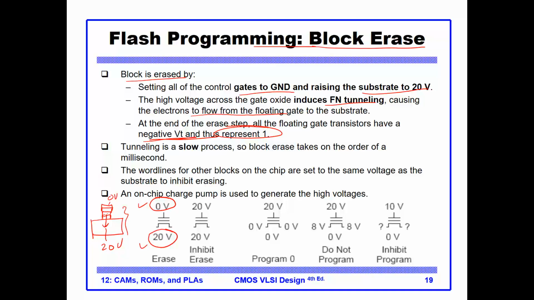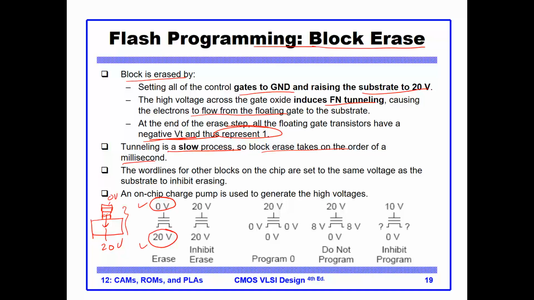Now, this is unfortunately a very slow process. The block erase takes on the order of milliseconds, and we know that in milliseconds we can do millions of operations in today's microprocessor. This operation typically is slow and applies to the entire block.